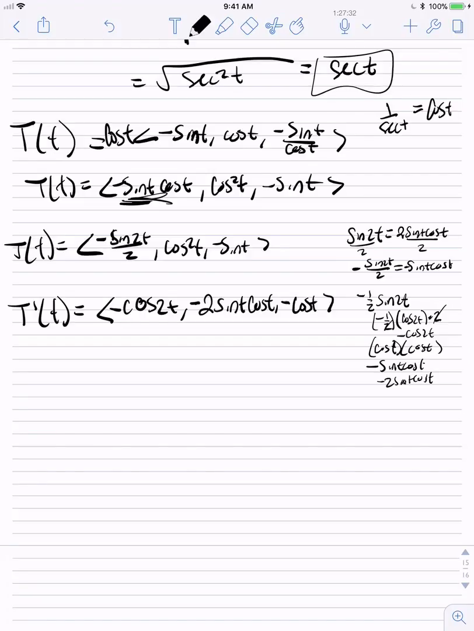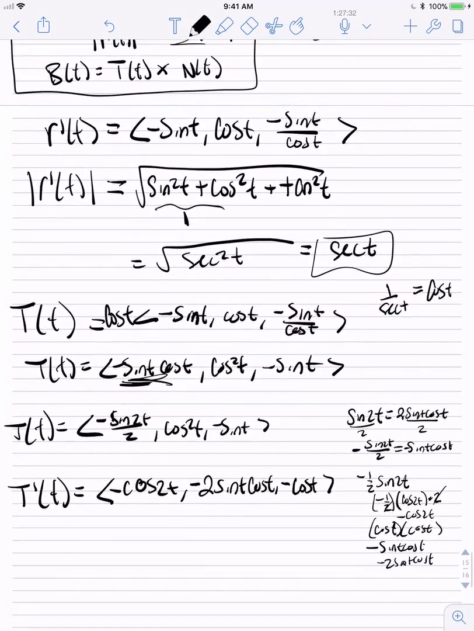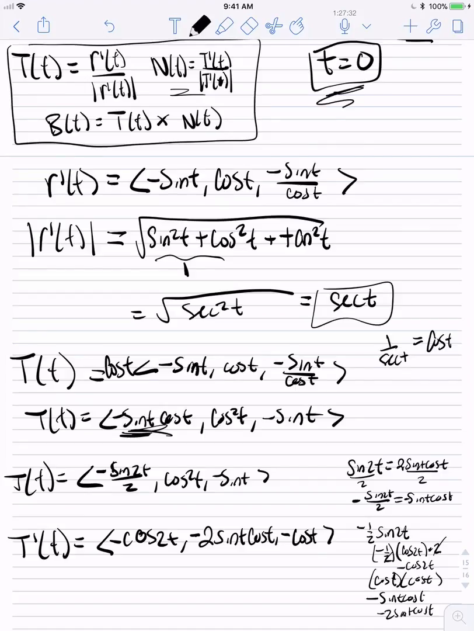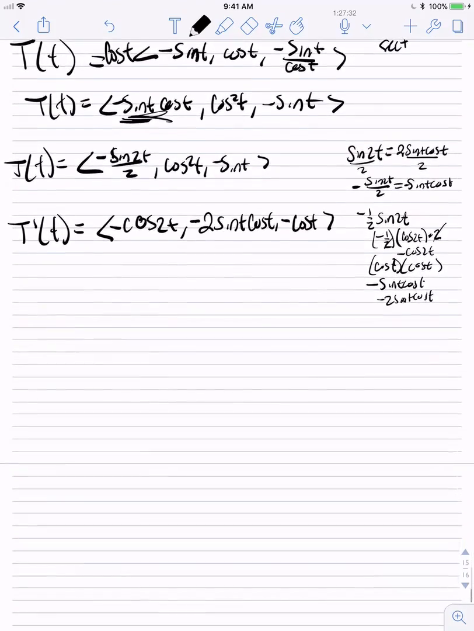So we're also going to need the magnitude. But we know our t value, we found right here, t equals 0. So what we can actually do is find T prime at 0. And if we did that, negative cosine of 2 times 0, negative cosine 0, would just be negative 1. Negative 2 sine 0 cosine 0, that would be 0. And negative cosine 0 would also be negative 1.